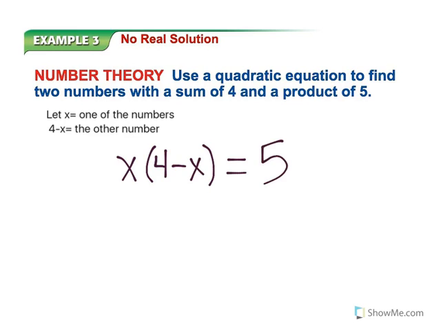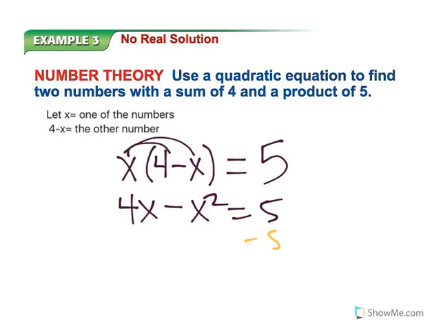Okay, so before I can do anything, I actually need to go ahead and get everything to one side and distribute and get it in standard form. When I distribute my x, I get 4x minus x squared equals 5. Alright, now I need to move this 5 to the other side, so I'm going to subtract 5 from both sides. And I get 4x minus x squared minus 5 equals 0.